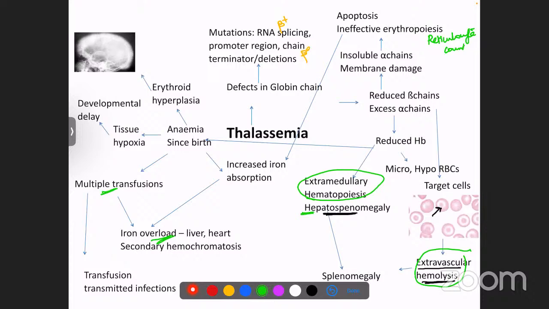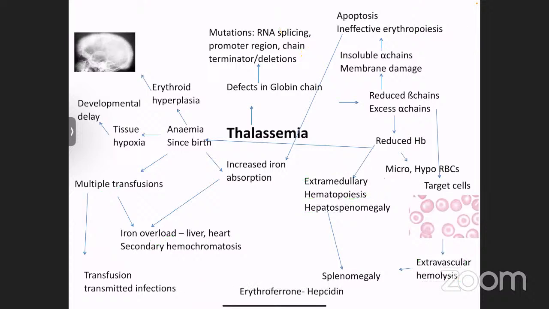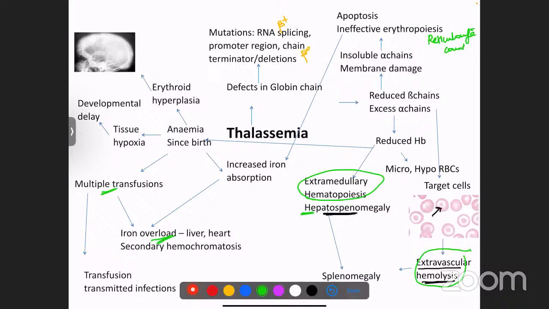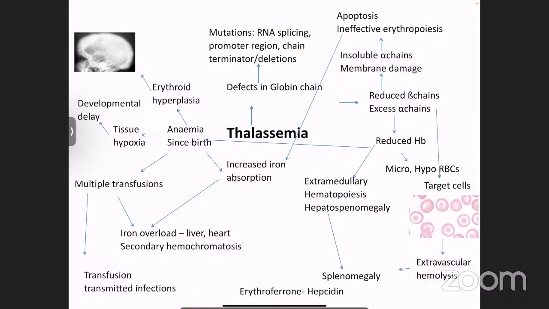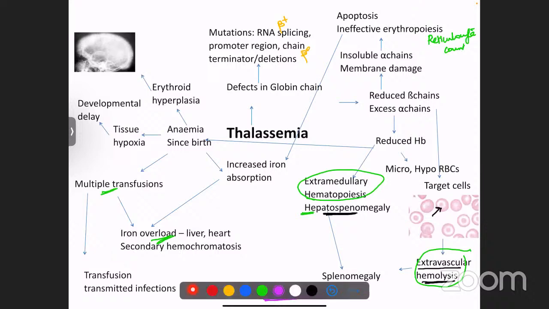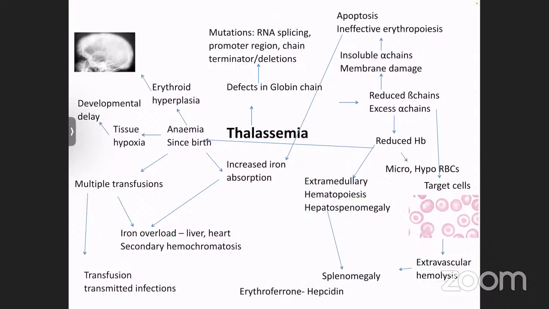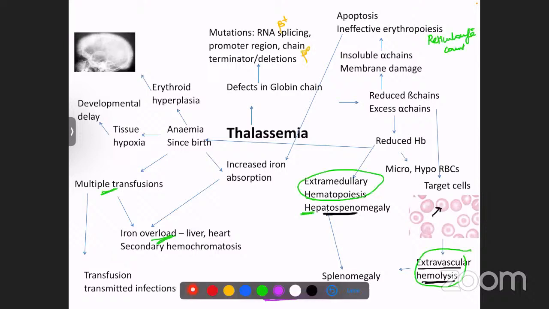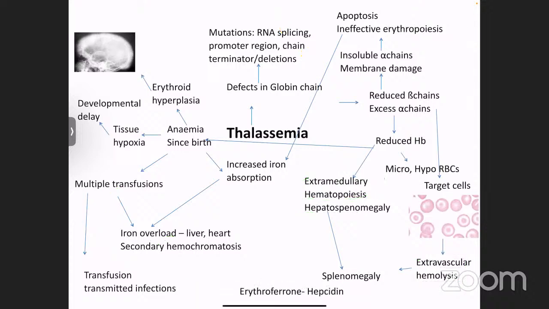Okay, so this is in a nutshell the pathogenesis and the related clinical features in the form of a concept map. Here, I would like to emphasize something. This is something very new here: erythroferrone and hepcidin. This is a new hormone which is being explained here. So what is this erythroferrone? Erythroferrone is basically a hormone which is produced from the bone marrow erythroid precursors. What they say is this erythroferrone inhibits hepcidin.